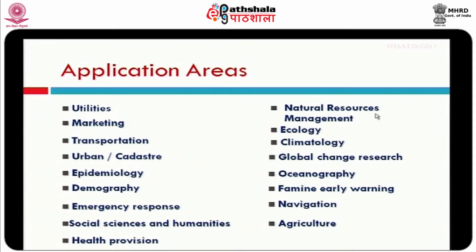Of course, natural resources management was done for a long period in GIS, as long as they were getting small scale data. But now you are getting large scale data, and it is also used in utility and other mapping. Ecology, climatology, again a small scale. Global change research, again an application in which you have a small scale. Oceanography, famine warning, an important one.